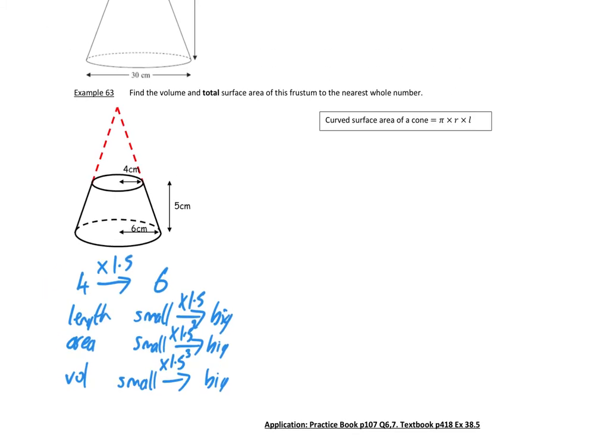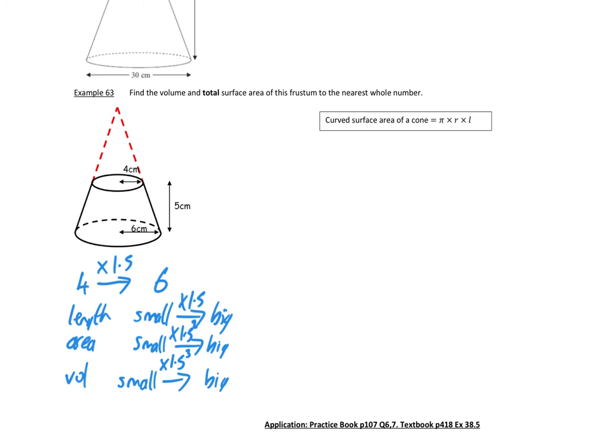So that means if I can find the volume of this small cone, then I can find the volume of this big cone. And also, if I can find the curved surface area of the small cone, I can find the whole curved surface area of the big cone as well. So it will save us a wee bit of time. It'll be a wee bit quicker than the way I did it last time. But if you don't like this method, stick with the last method.